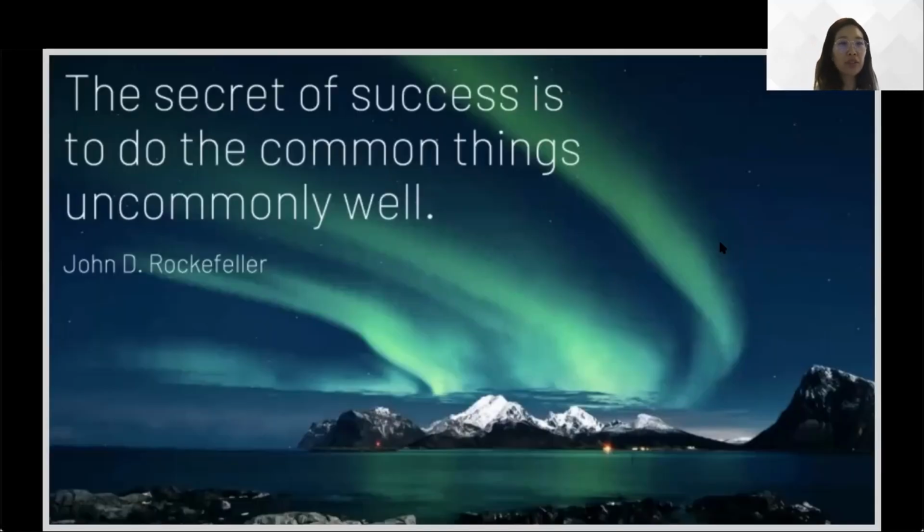According to Rockefeller, the secret of success is to do the common things uncommonly well. This resonates very well with the slides that we've been going through, just because we have unique individuals working in unique teams, but together we're trying to accomplish a common vision and common goal.